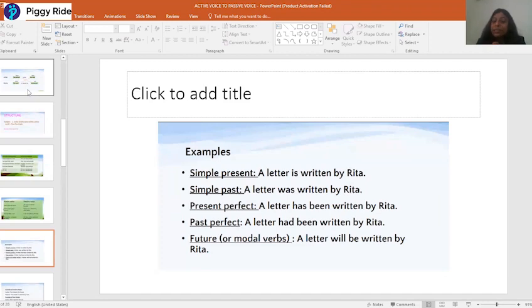A letter is written by Rita. Simple past, a letter was written by Rita. Present perfect, a letter has been written by Rita. Past perfect, a letter had been written by Rita. Future or modal verbs, a letter will be written by Rita.